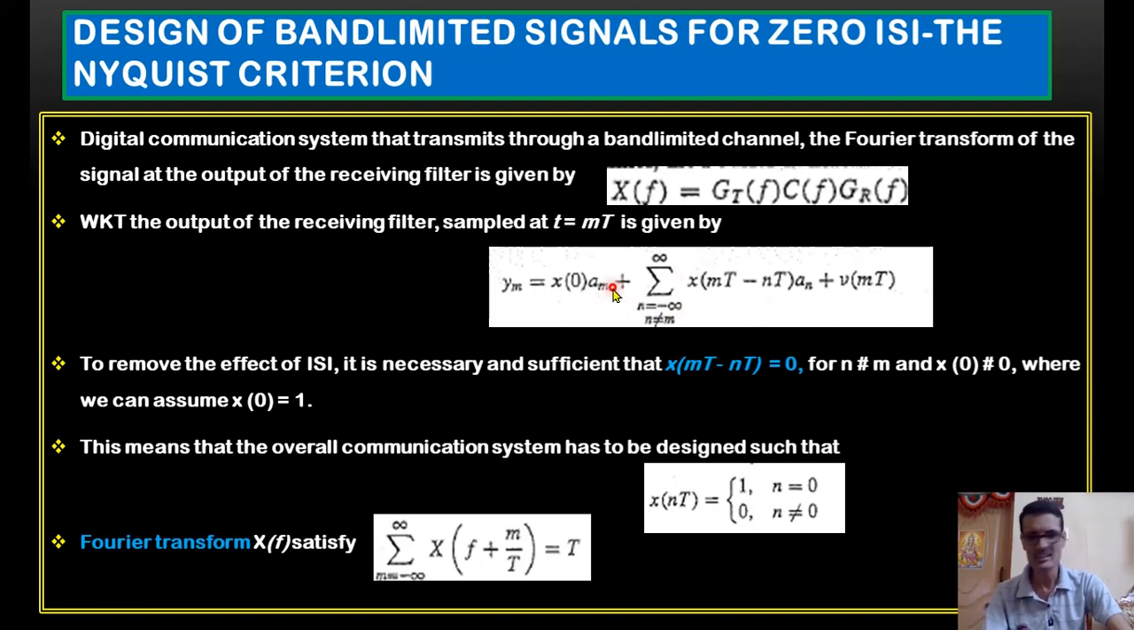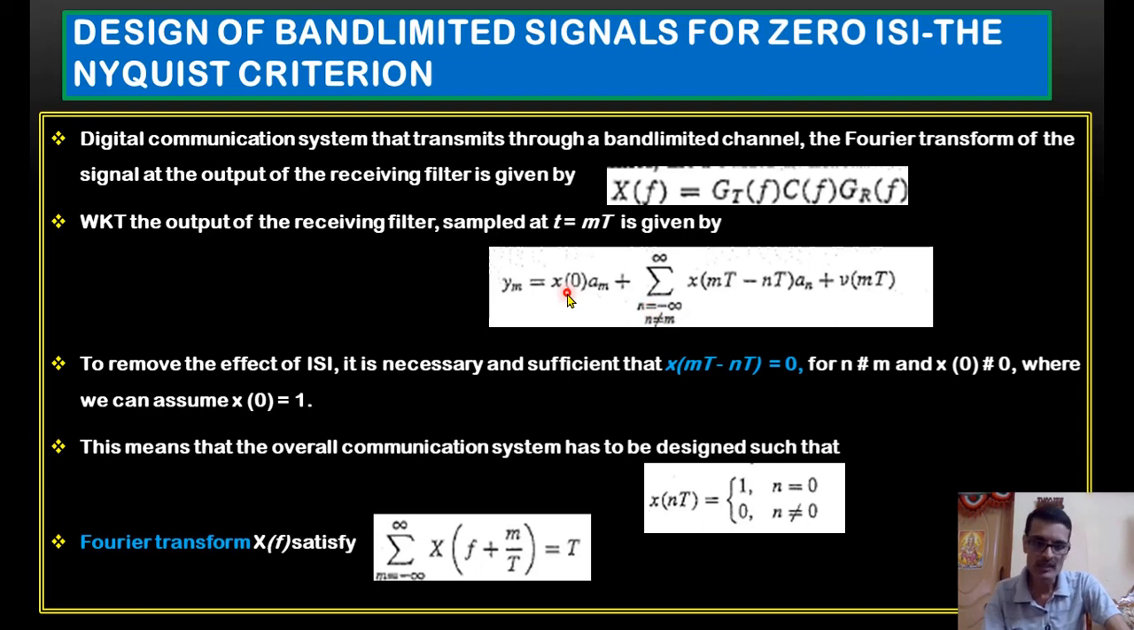Let us assume that x of 0 is always equal to 1. It is normalized. That means ym should be equal to am if this particular term is equal to 0, along with some noise. But if noise is absent, perfect, no problem. x of 0 is 1, so ym equals am, that is the transmitted symbol. This is the condition. That means the condition we have to satisfy in the time domain to get zero ISI is that x of nT should be equal to 1 for n equal to 0, and it should be equal to 0 for n not equal to 0.